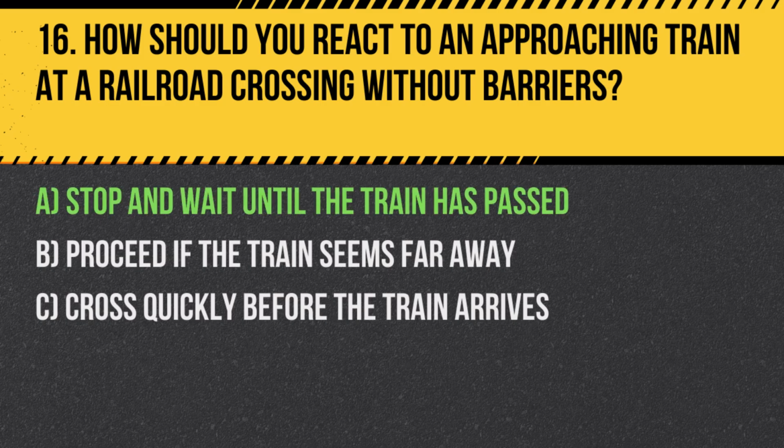Answer: A. Stop and wait until the train has passed. It's crucial to stop at railroad crossings when a train is approaching to avoid collisions.